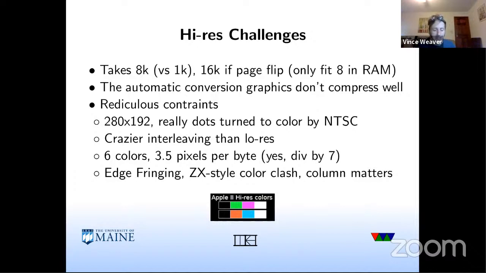And the automatic conversions with all the dithering look nice, but they don't compress well. There's also ridiculous constraints. It's got even crazier interleaving than low res. You get 6 colors, but you only get 3.5 pixels per byte. So you have to divide by 7, which is really hard on a 6502. You get weird edge fringing. You get 6 colors, but you actually have 8, but you get black and white twice. And that's because the high bit on each group of 3.5 pixels says whether to use the green and purple or the orange and blue. And you can't mix those or else weird things happen.